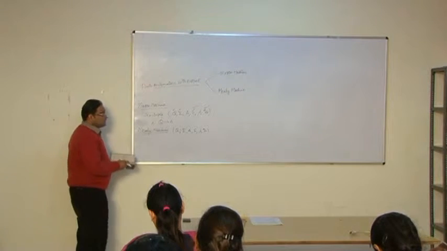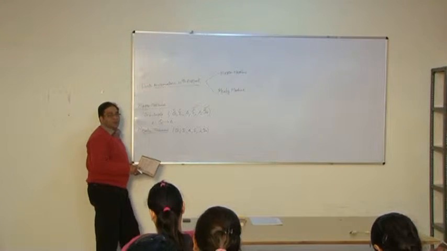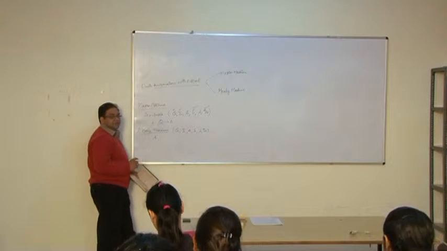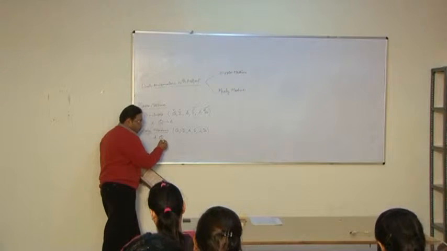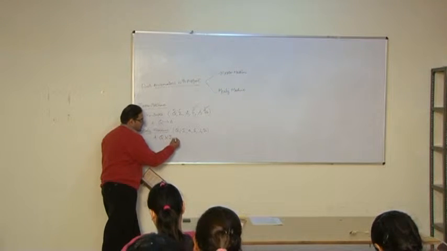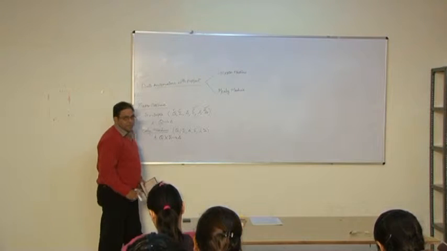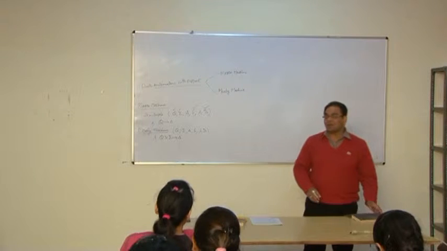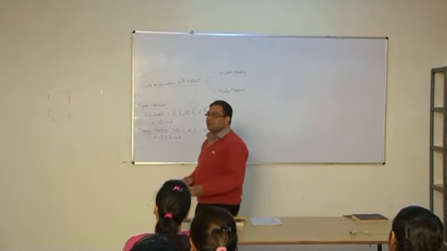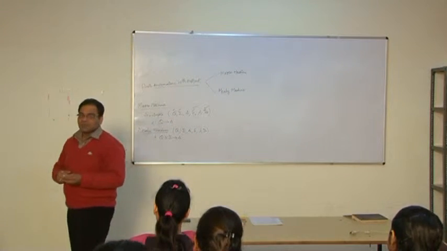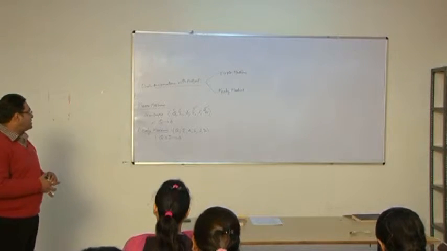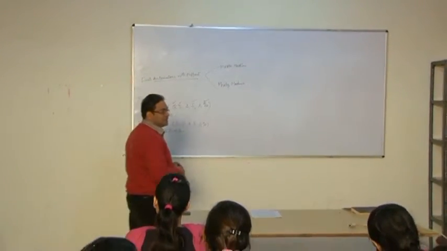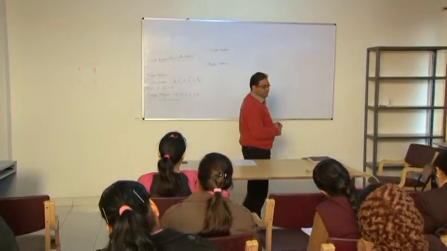And here there is a difference only in the output function. And what is the difference? Q Cartesian product sigma maps to some output sigma. So here, in the case of the Mealy machine, the output depends upon the current state and the current input symbol. But in the Moore machine, the output is dependent only on the current state. This is the major difference between Mealy and Moore machine.